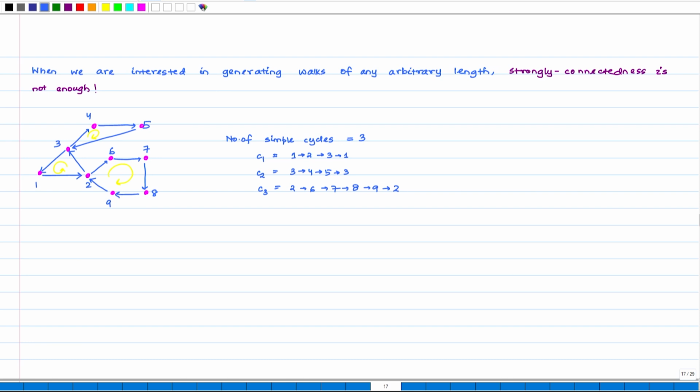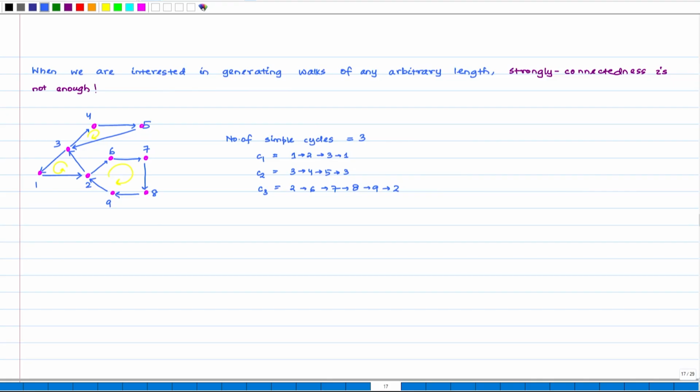So can we now possibly use this new added cycle along with C2 to generate walks of arbitrary lengths? Let's try to answer this. Again, let's check if the network is strongly connected or not. Yes, it is still strongly connected. So do longer walks exist? Let's see.